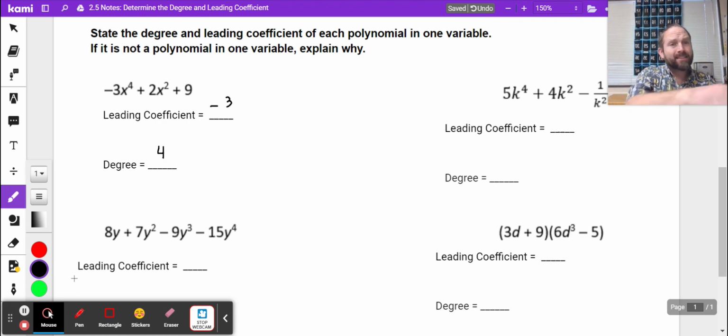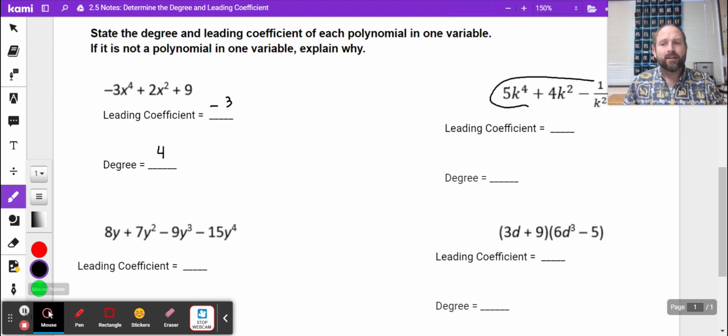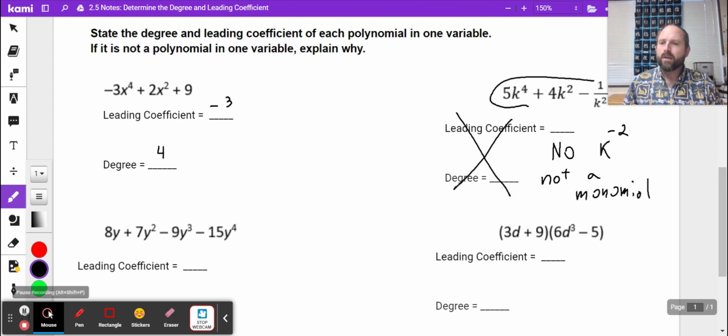All right, go ahead and pause and try this next one. It starts with 5k to the fourth power. Okay, put your answer. Well, there we go. It's not a polynomial because k to the negative second is not a monomial. All right, let's go on.